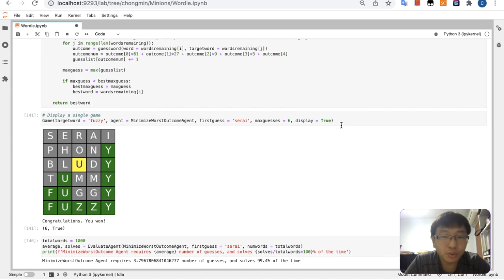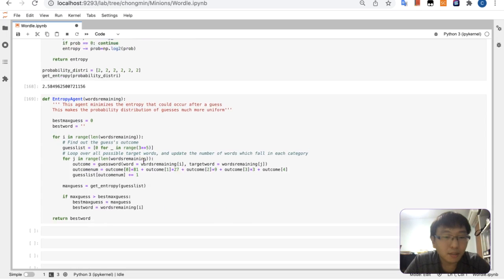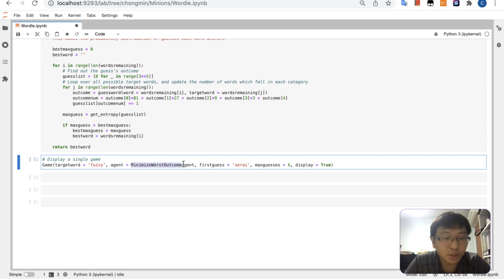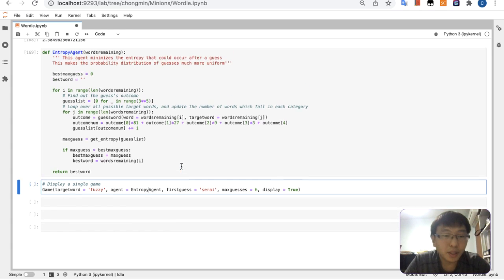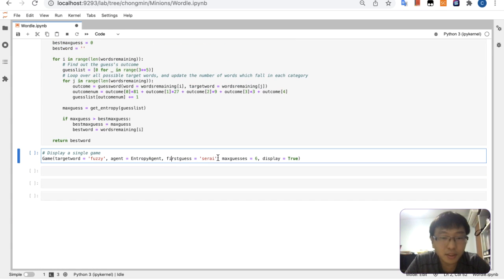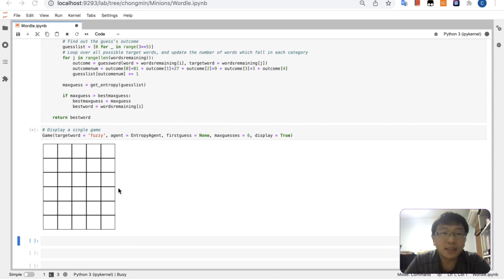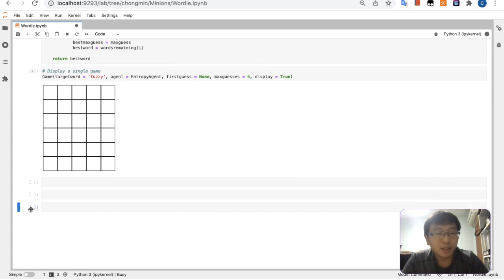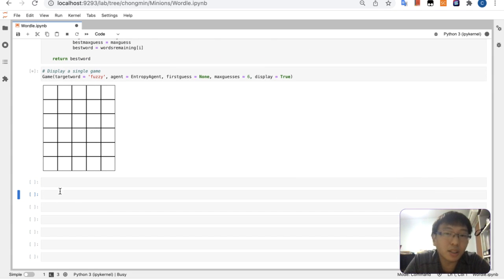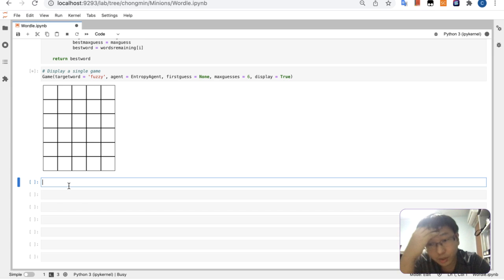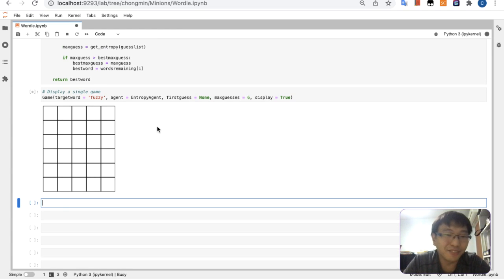Let's try to do a simple game, like maybe fuzzy as the word. So this will be entropy agent. First guess is none. We want to see what the entropy agent gives us as the first guess. Okay, so like the triple one clown, he got something like crane. That was with the incorrect thing. I think his latest word is something like, I can't remember the word, slate. Not important to me. I will just stick to arise, which is my favorite guess.